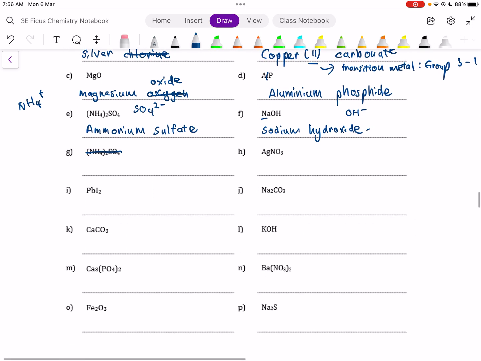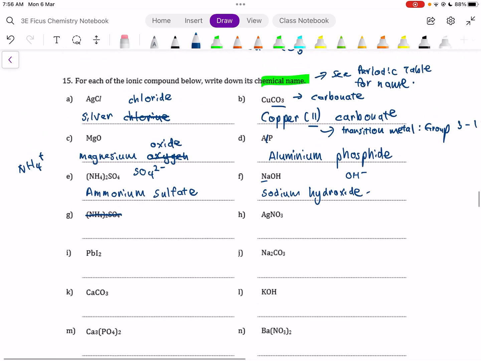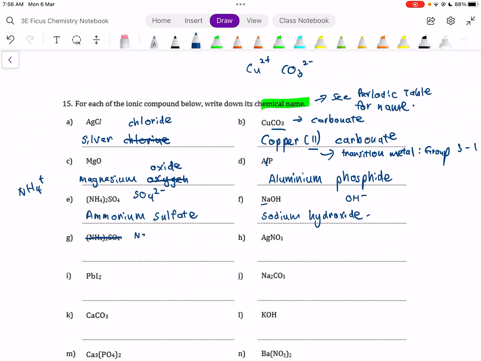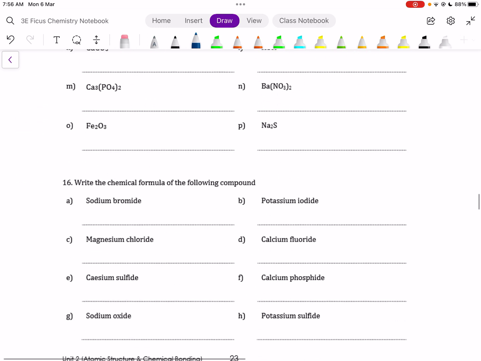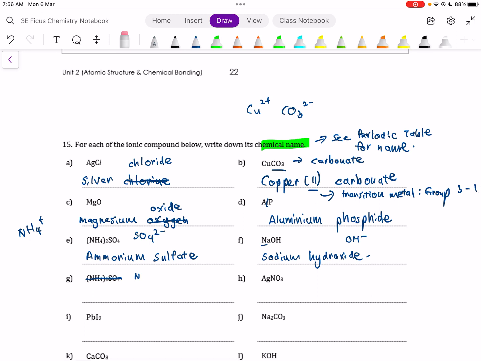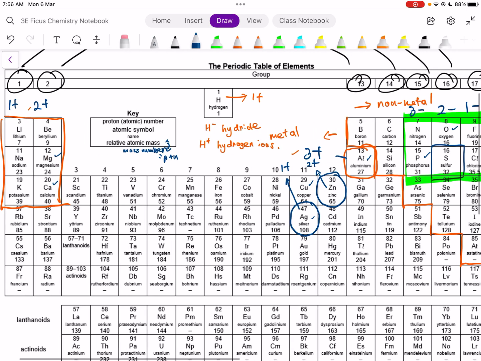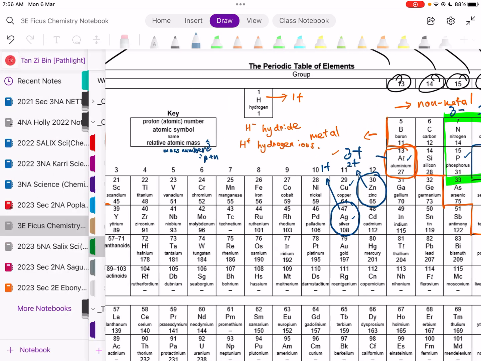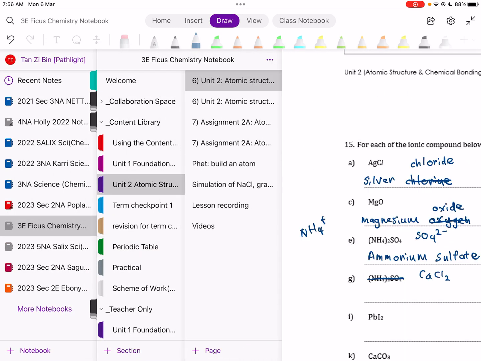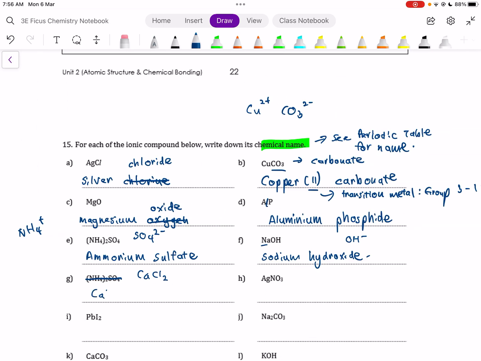So maybe let me give you an easy one. This one maybe you go with Na2S. Oh, there's a repeat also. Never mind, I'll give you CaCl2. So this part, if you refer to your periodic table, is your calcium, and then Cl is over here. Calcium chloride.